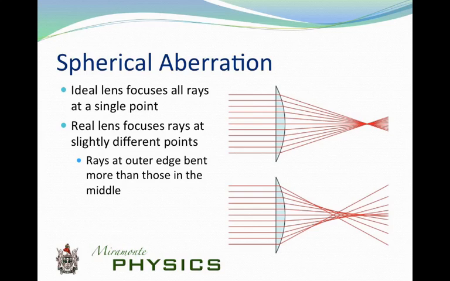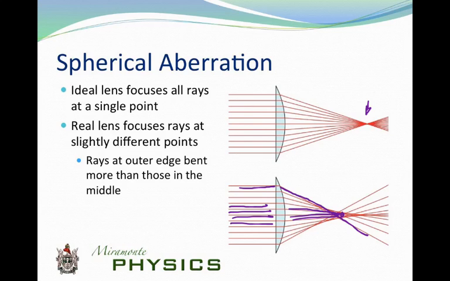Okay, let's talk about some of these aberrations we talked about. An ideal lens is going to take all of the rays that are coming in parallel and focus them at a common, single point. But a real lens is only going to take the light that is coming towards the center of the principal axis and focus it really sharply. The outer rays are going to be refracted slightly differently, and so they're not going to intersect at the exact point. So the rays at your outer edge are bent more than those in the middle. And that's going to cause some blurriness. We call that spherical aberration.